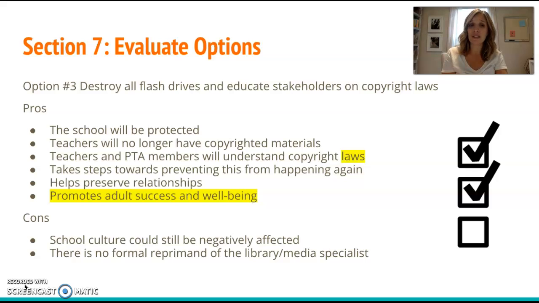The cons of this is that the school culture could still be affected. The PTA members or the staff members may feel like it's okay to continue to break those copyright laws, and they may be pushing back on some of that education that the principal would want to be doing. This option also does not involve a formal reprimand of the library media specialist, and that could be a con to it as well.